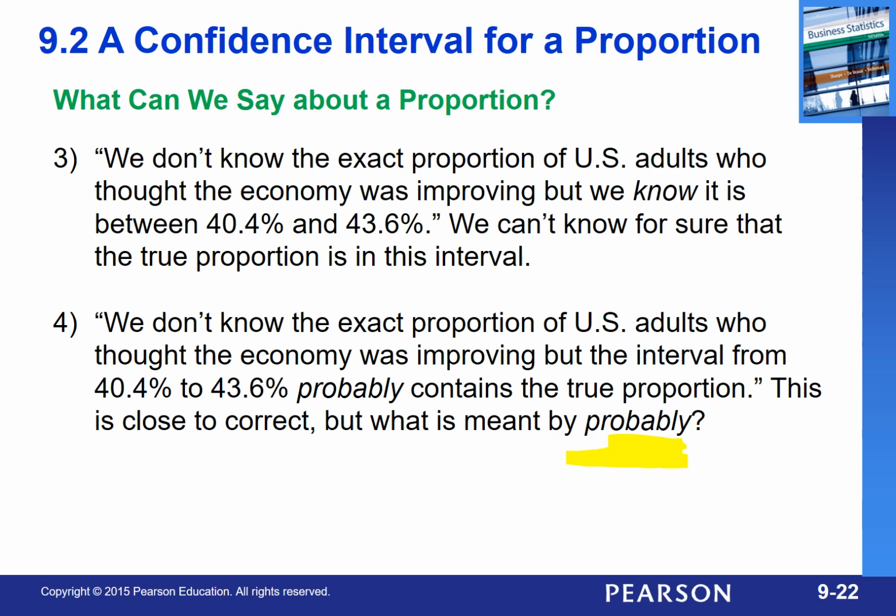Number 4 is just kind of like another variation on 3. Ready? We don't know the exact proportion of U.S. adults who thought the economy was improving, but the interval from 40.4% to 43.6% probably contains the true proportion. This is close to correct. But what do you mean by probably? We can actually do better than that. We just did probability. I mean, come on now. We know how much this is.